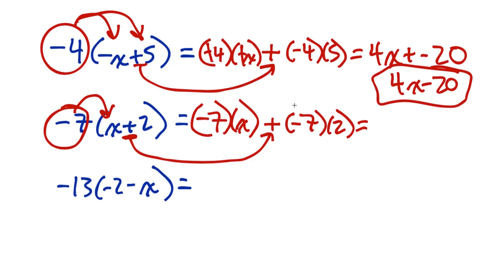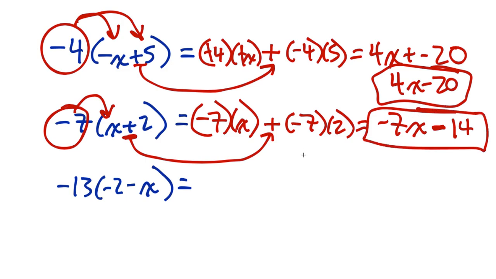A lot of you guys could probably skip the intermediate steps I'm taking here. Just again, be careful of the signs. -7 times x, that's going to become -7x. That's a plus and a minus, so I'm just going to simplify that to a minus sign here. And then 7 times 2 is 14. So we have -7x minus 14 is the answer there.